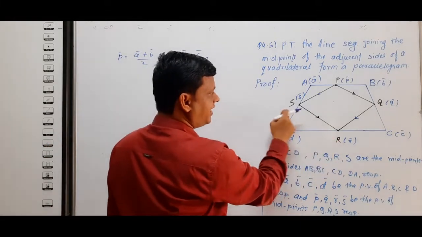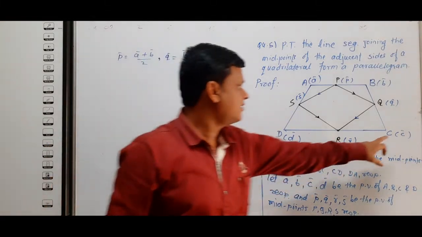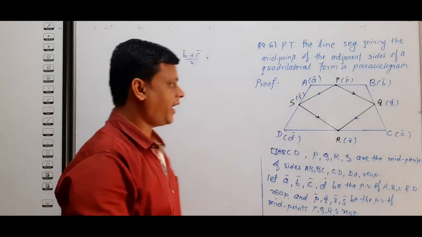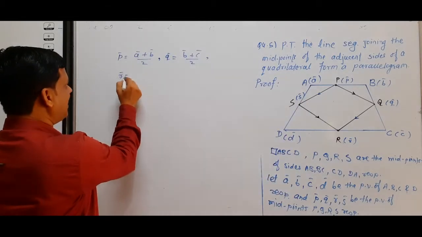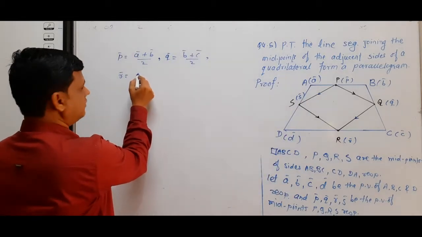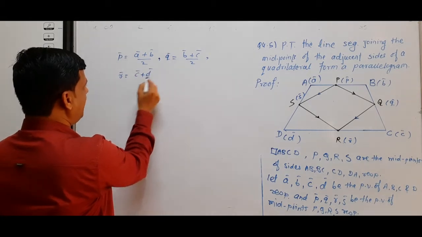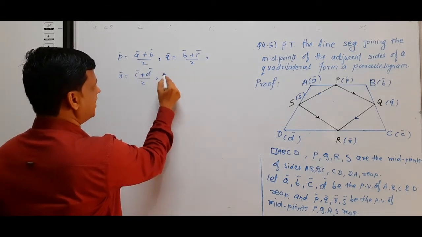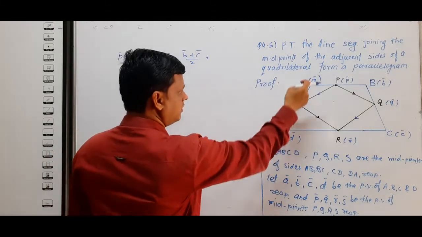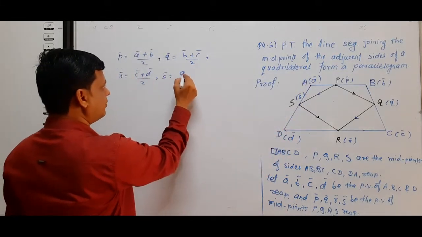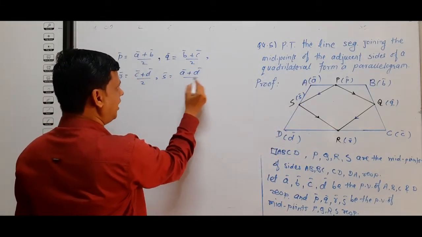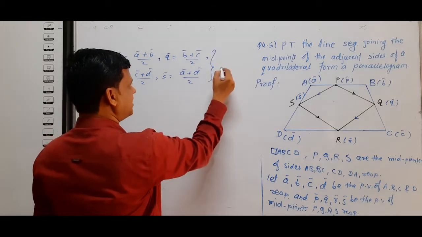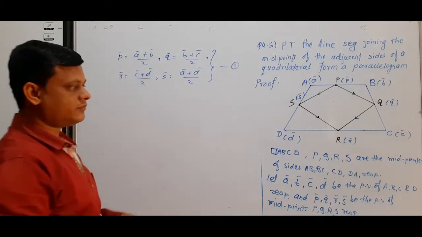Similarly, R and S are the midpoints of sides CD and AD. So we write R bar equals C bar plus D bar upon 2, S bar equals A bar plus D bar upon 2. We denote this as equation number 1.